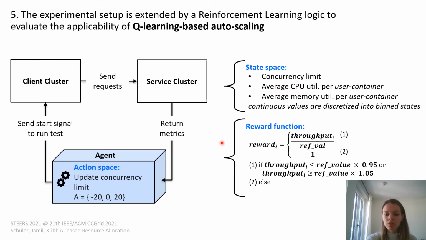We further also defined a very simple reward function, the ratio of the current throughput and the reference value. And here we say the reference value is always the highest throughput to date. It can be seen like a target SLA.